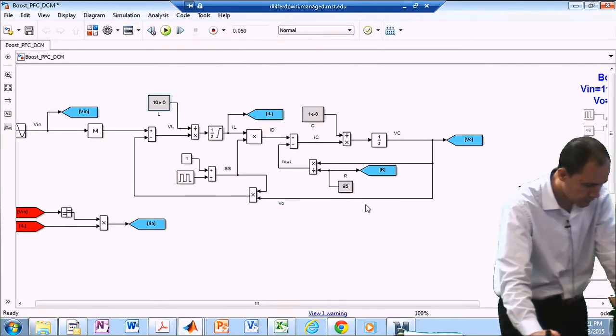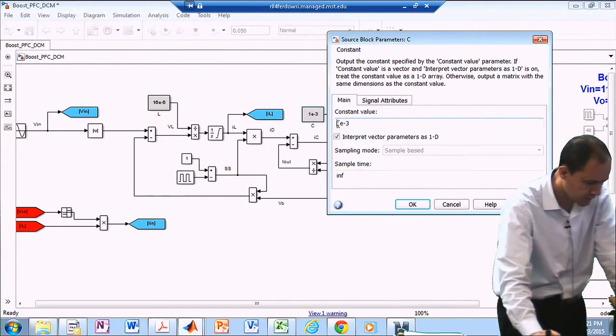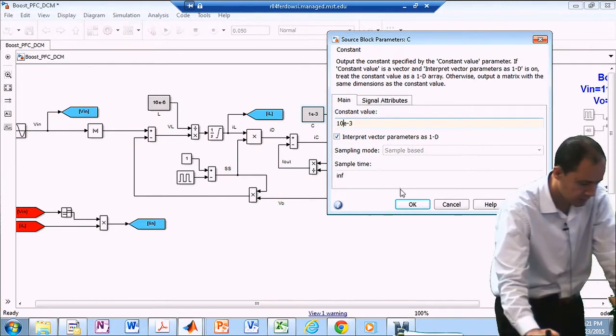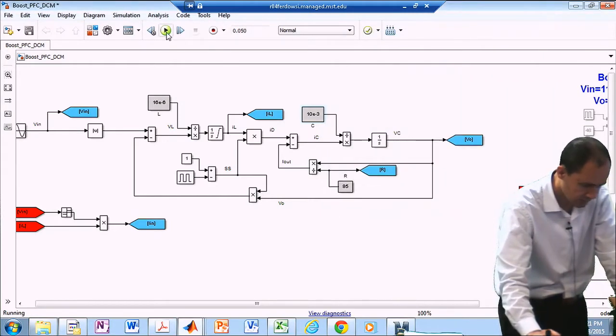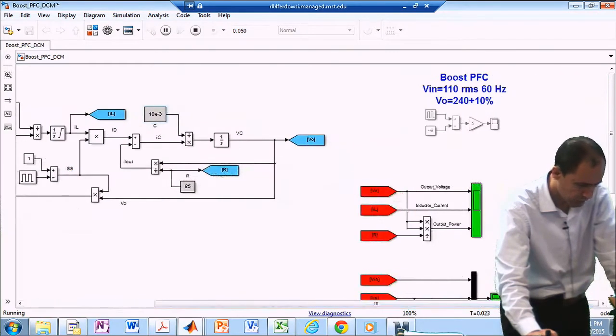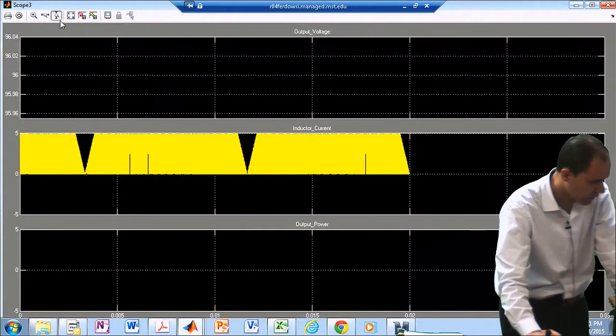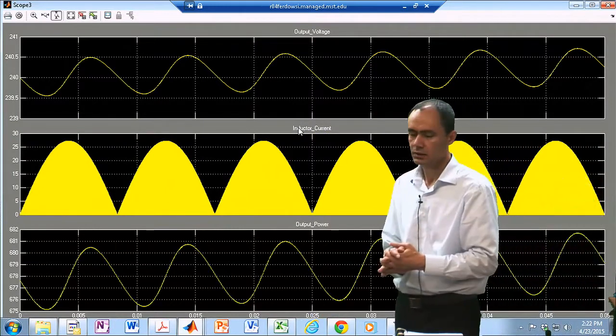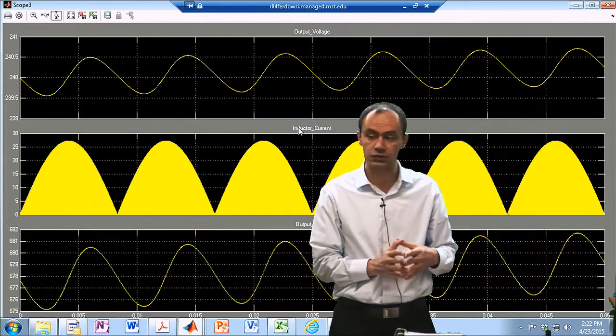The other thing that we can play around with is the value of this cap. It's 1 milli. Let me make it 10 milli. Obviously, the system is going to get sluggish. It's going to take a while for this cap to get fully charged. I have used a larger capacitor, therefore my output voltage ripple is smaller.